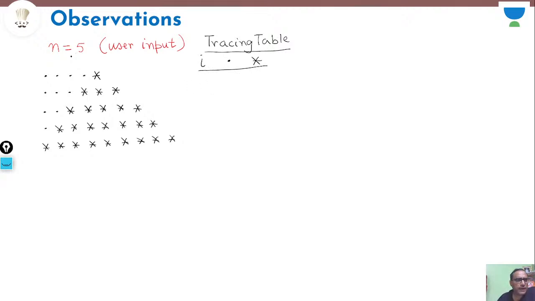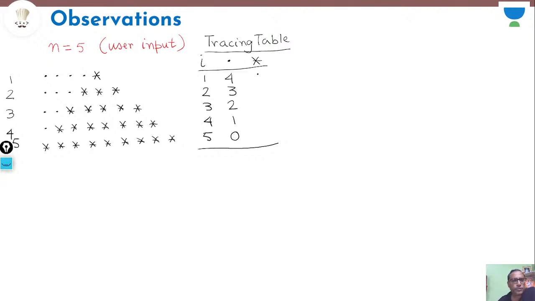For n is equal to 5, we have the layer numbers 1, 2, 3, 4 and 5. So I am just writing here 1, 2, 3, 4 and 5. These are the 5 layers. In the first layer I have 4 dots, so writing 4. Second layer 3 dots, third layer 2 dots, fourth layer 1 dot, and fifth layer 0 dots. So just counting and writing without applying my brain.